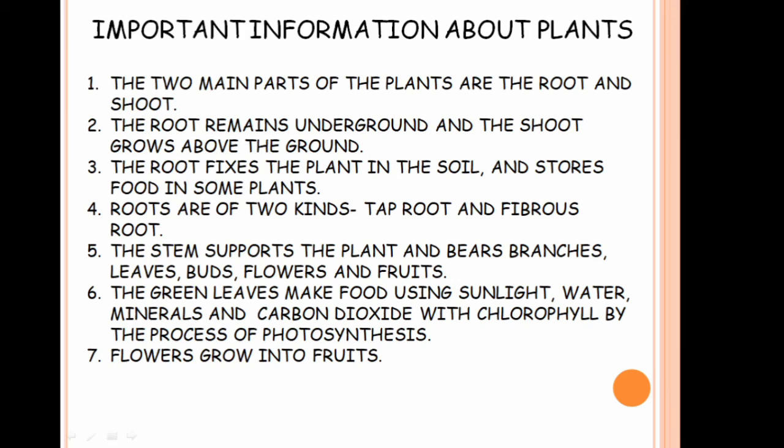Important information about plants. The two main parts of the plants are the root and shoot. The root remains underground and the shoot grows above the ground. The root fixes the plant in the soil and stores food in some plants. Roots are of two kinds, taproot and fibrous root. The stem supports the plant and bears branches, leaves, buds, flowers and fruits. The green leaves make food using sunlight, water, minerals and carbon dioxide with chlorophyll. By the process of photosynthesis, flowers grow into fruits.